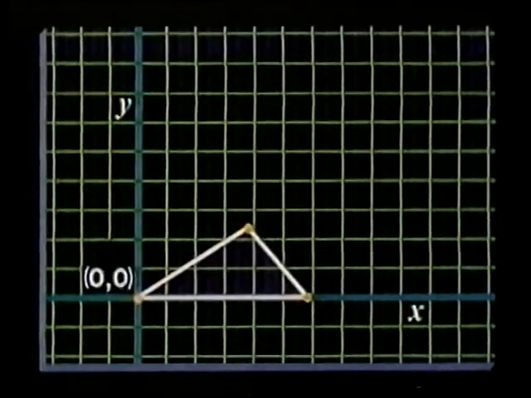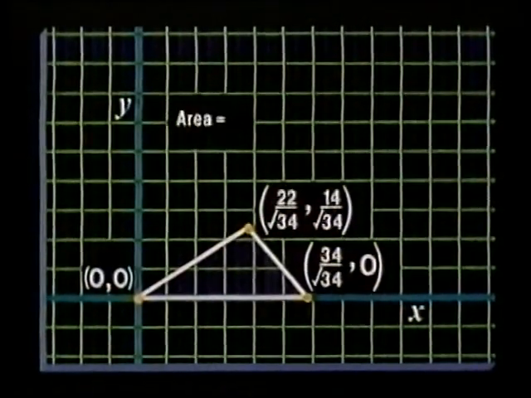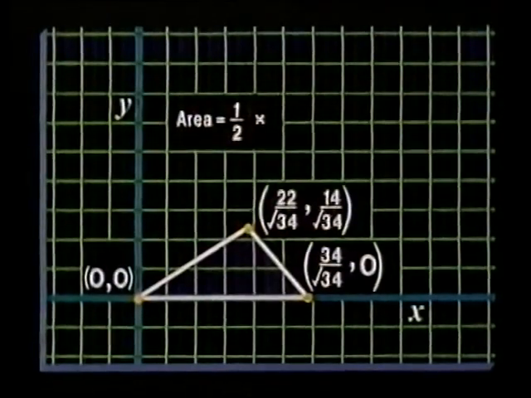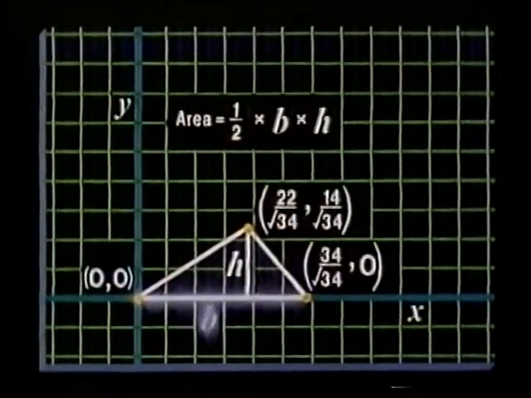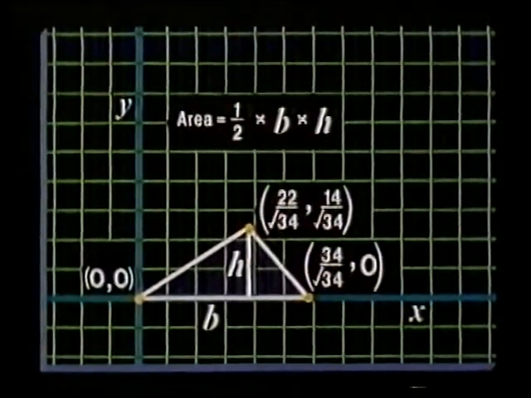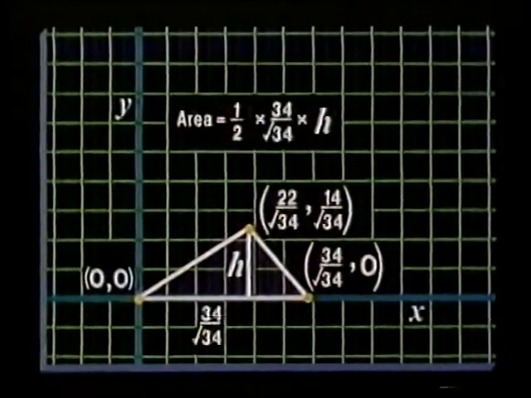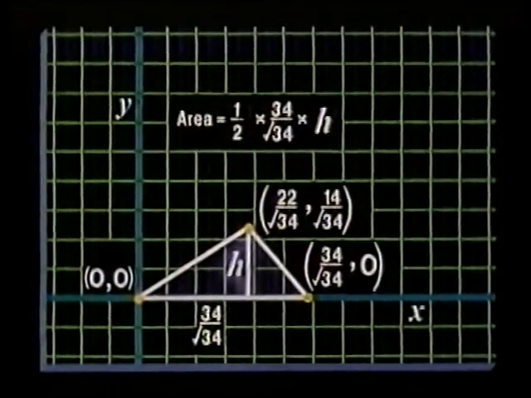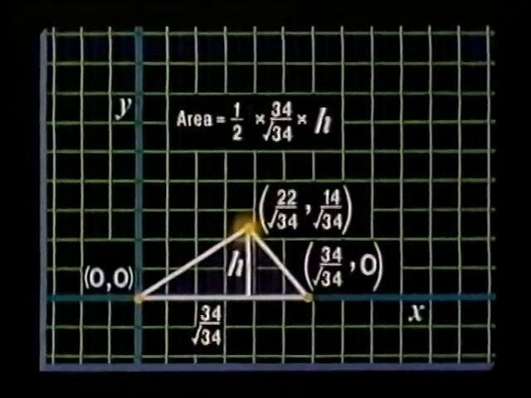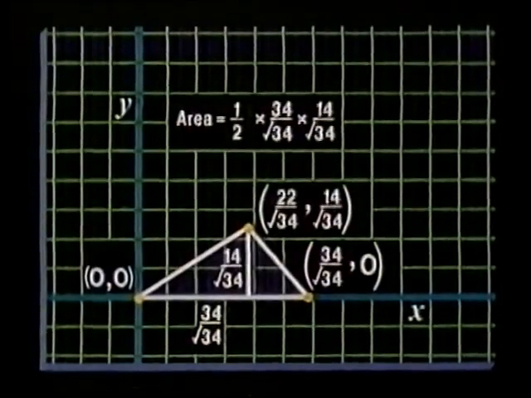Now we can work out the area. Here are the coordinates of the vertices, and the area is half times the length of the base times the height. Now the length of the base is simply the value of the x-coordinate of this vertex, and that's 34 over root 34. And the height is simply the value of this y-coordinate, and that's 14 over root 34.